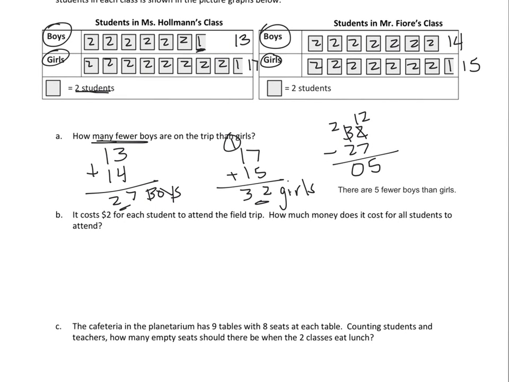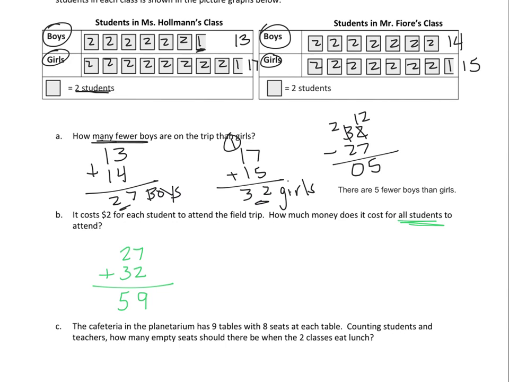Let's slide down and take a look at B. It costs $2 for each student to attend the field trip. How much money does it cost for all students to attend? Well, I'm not going to go all the way back through and re-add these up. I know that I have 27 boys and 32 girls, so I might as well just add those because that's my total number of boys and my total number of girls. So I want to put them together because we're looking for all students.